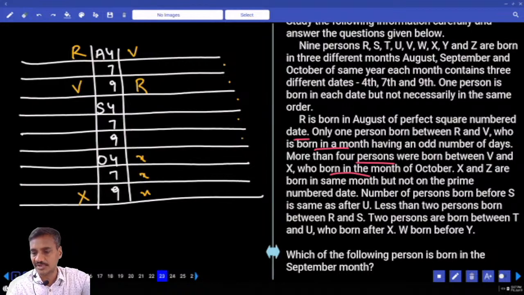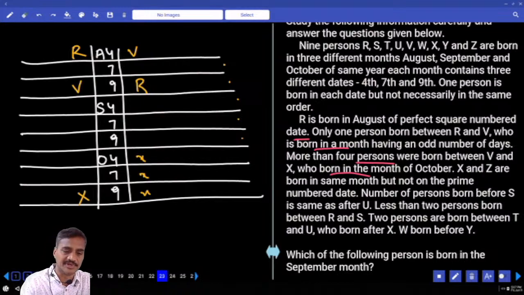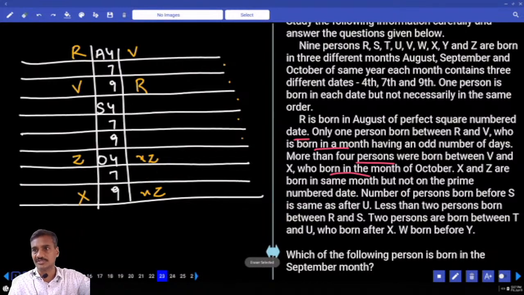X and Z are born in the same month, but not on a prime number date. Hence Z must be on 4. X and Z must be in these 2. Neither X nor Z is on the 7th, because they are not born on a prime number date.